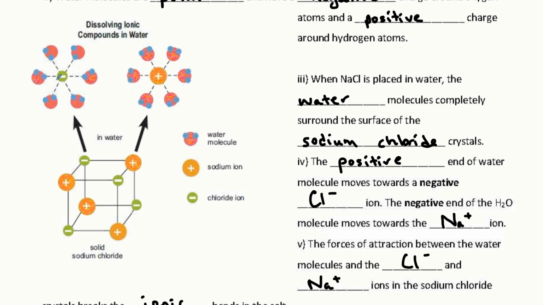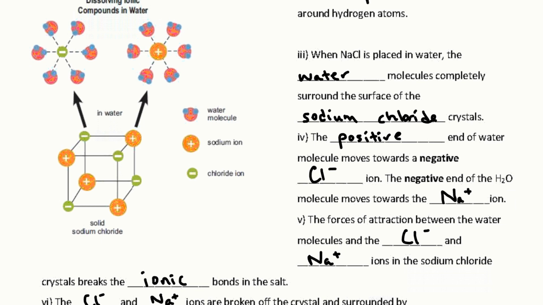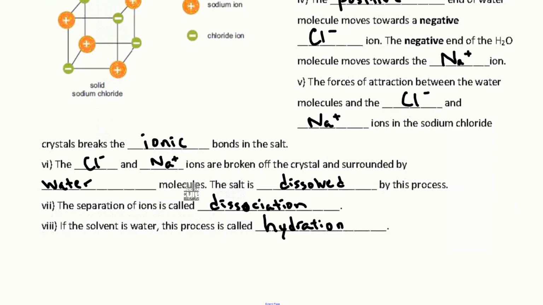The opposite is true over here. So when you surround the negative chloride ion, you'll see the positive hydrogen is attracted inward and the negative oxygen is repelled outward. So the fact that water is polar, that attraction is what breaks those ionic bonds and separates out those ions in the process of dissociation.